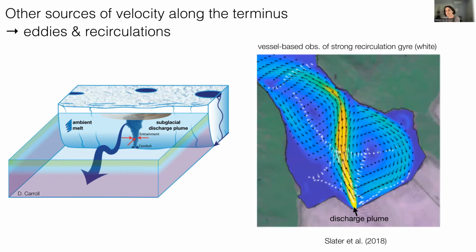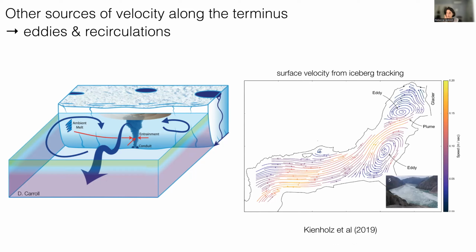And we have growing observational evidence of some of the other sources of velocity that we need to consider. So for example, in white in this plot here are some observations of a strong recirculation that's set up by an outflowing discharge plume. So schematically, that's thinking about some of the recirculations and eddies that can enhance velocity and thus enhance melt across the terminus. This is another example showing a similar process, this time from surface velocities derived from tracking icebergs, again showing an outflowing plume and a strong persistent recirculation or eddy along the ice face.